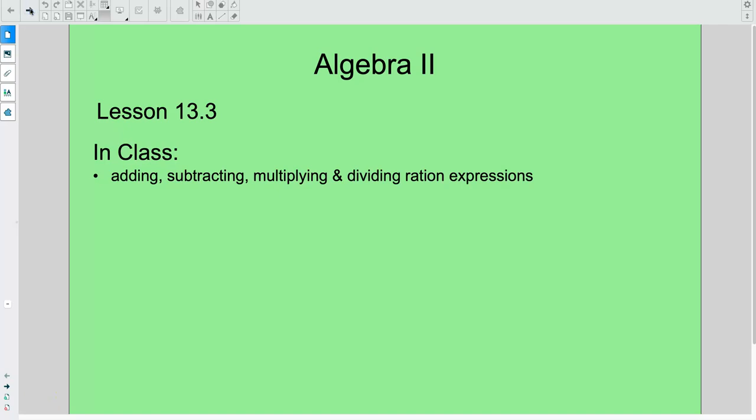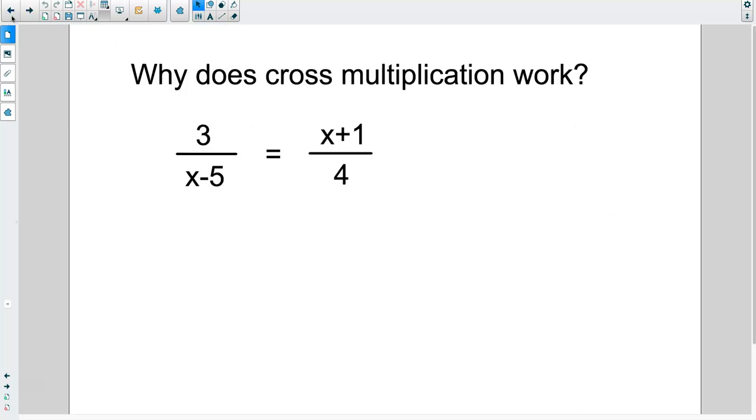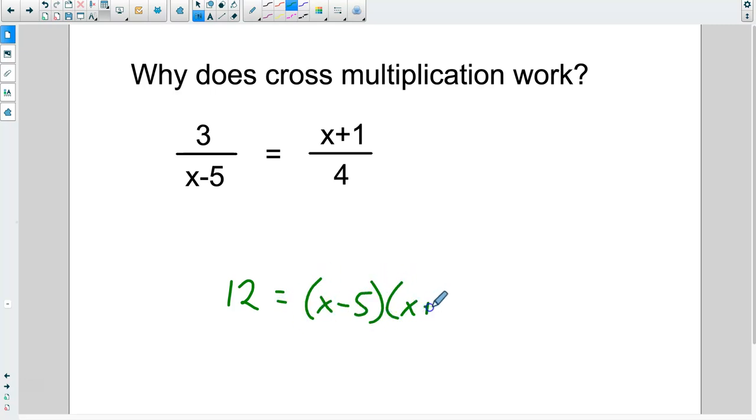Okay, first thing we have to understand is why does cross multiplying work? Why can I just say 12 equals x minus 5 and x plus 1? Why can I do that?